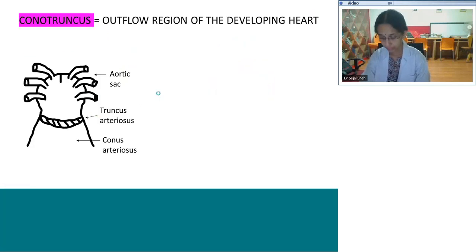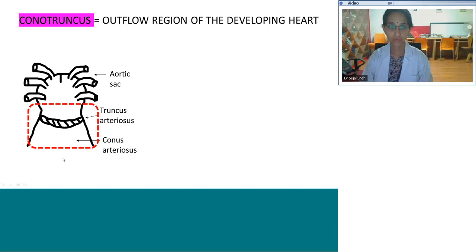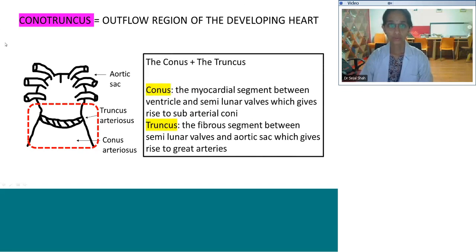Now we are going to go through what is conotruncal, and after that individually how the truncus is formed and how the conus is formed. When we use the word conotruncal, it means the outflow region of the developing heart. As we can see in this figure, this is the aortic sac, this is the conus arteriosus, and this is the truncus arteriosus. The conotruncal is a segment present just proximal to the aortic sac. This is conotruncal. So conotruncal is the conus plus the truncus.